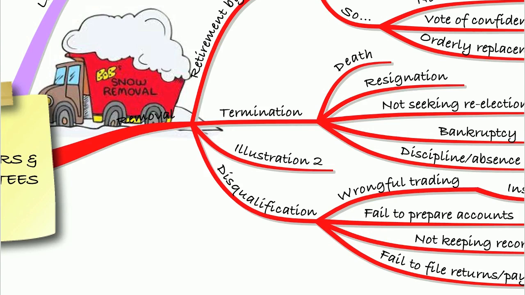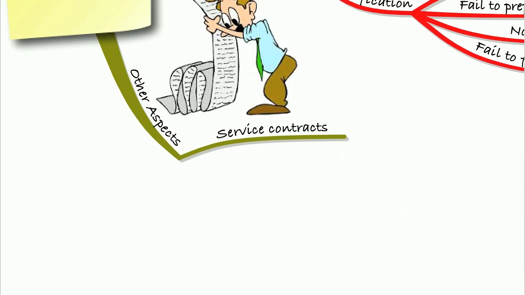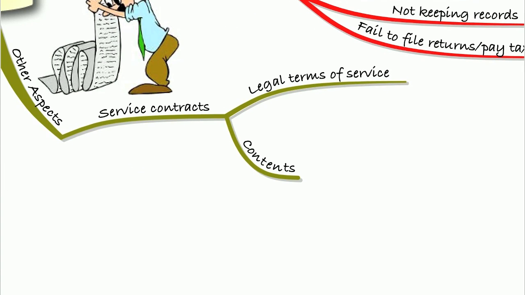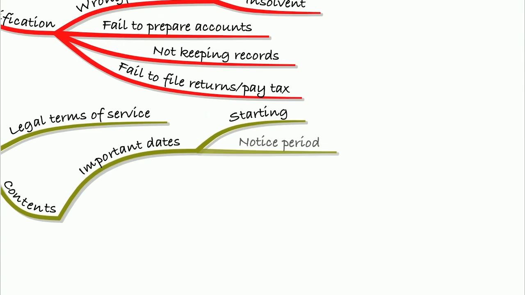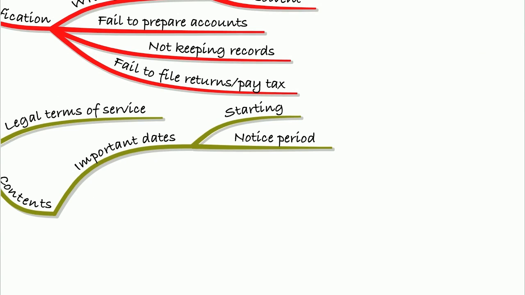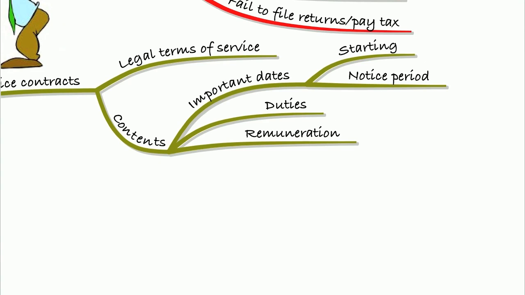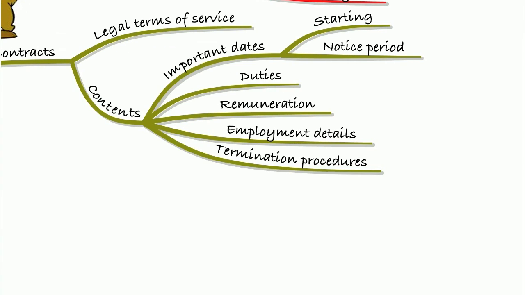Moving on then to some other aspects that we need to understand when it comes to directors. First of all, employment of the directors. They will be given a service contract. That service contract is the legal terms of their service. It's really an employment contract. So this will contain important dates, so when they're going to start, what their notice period would be, for example. Also what duties they would have, the remuneration that they would be entitled to, the employment details of what they're expected to do, and of course the termination procedures.